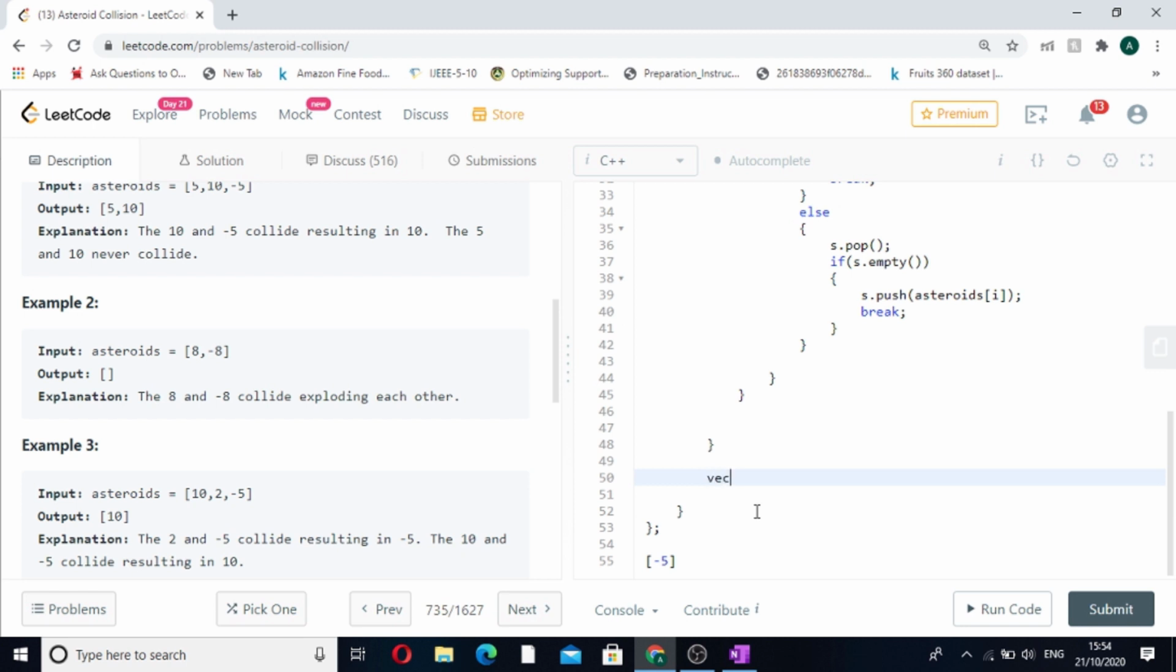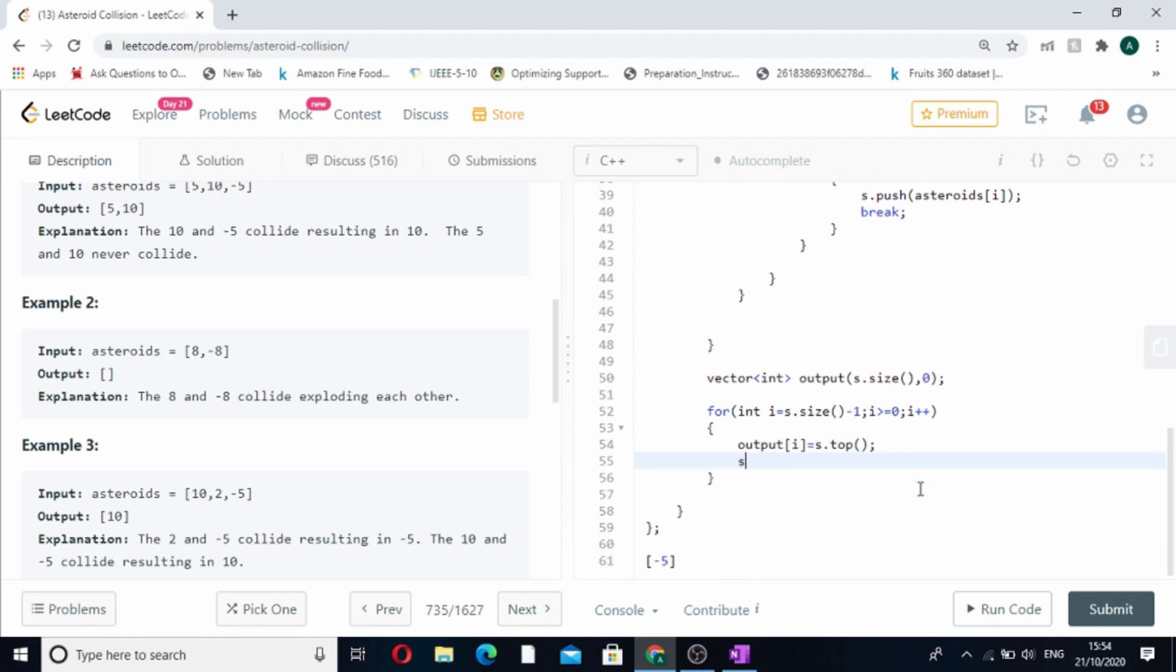So what we will do, we will form a vector int output. It will be the same size as S dot size and we will initialize it with 0. Now we know that the elements in the stack are in reverse order. So what we will do, int I is equal to S dot size minus 1, I greater than equal to 0, I minus minus, output of I is equal to S dot top, and we will S dot pop from here, and after that we will return the output array. So this was the entire code.